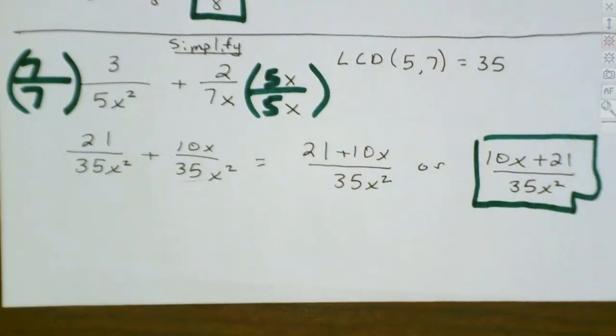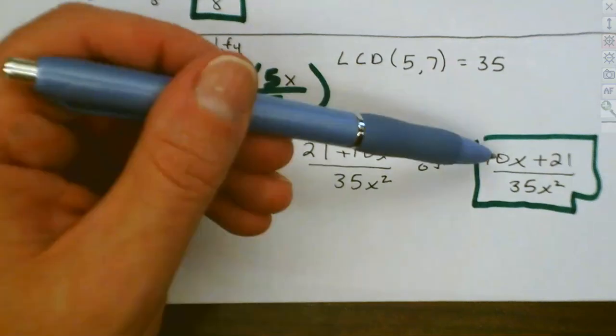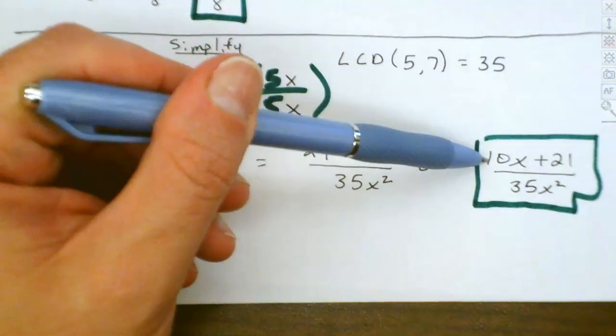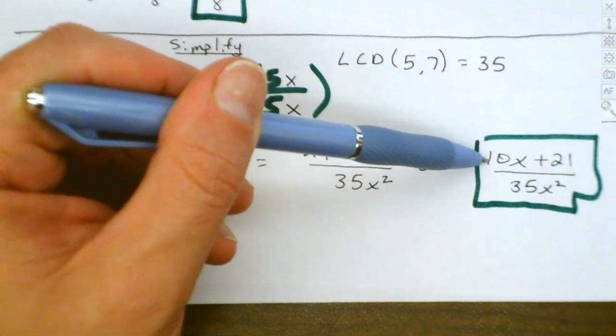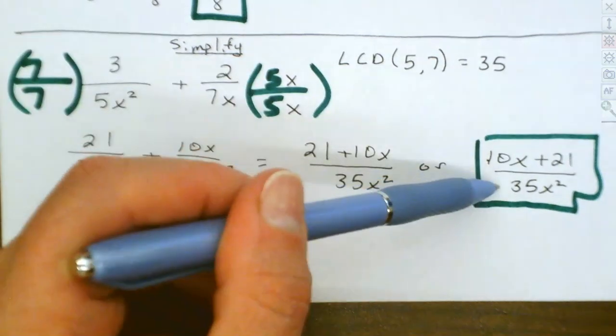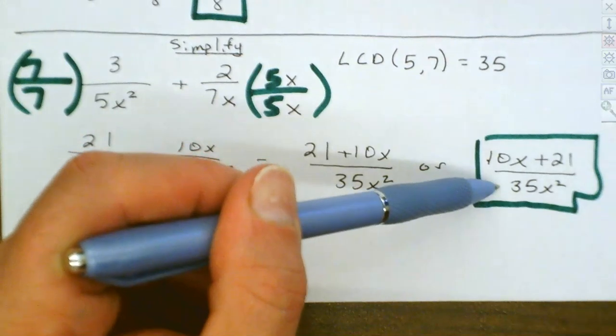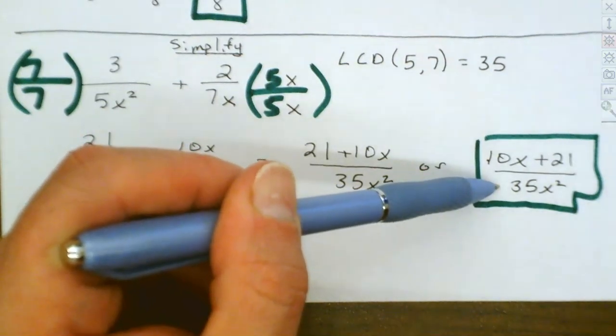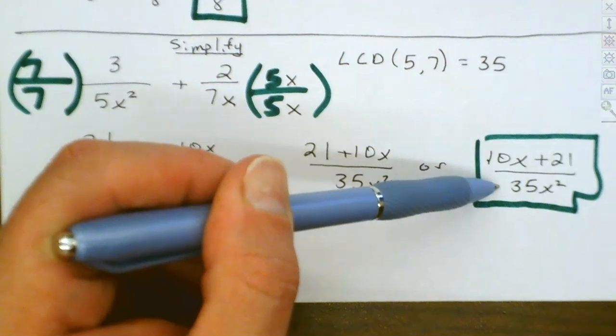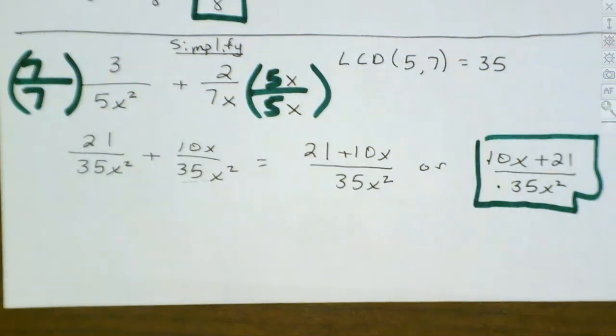How do I know when to stop? Here's where students struggle with knowing when to stop. Can I factor a 10x plus 21? Do they have anything in common? No. Down below, nothing factors out. If nothing factors out, nothing reduces, and you are done. Let's do another one.